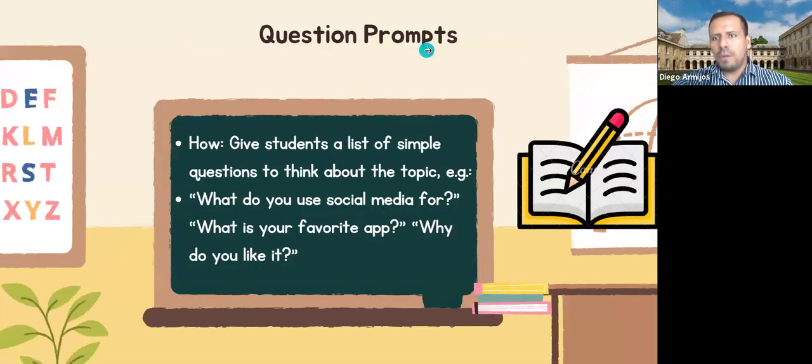We have question prompt. Here, how are you going to do it? Give students a list of simple questions to think about the topic. Yep, I have written 3 different questions, so you can utilize any of them. What do you use social media for? What is your favorite app? Why do you like it? So students can write some ideas, a word, a phrase, or a sentence, and then try to share.